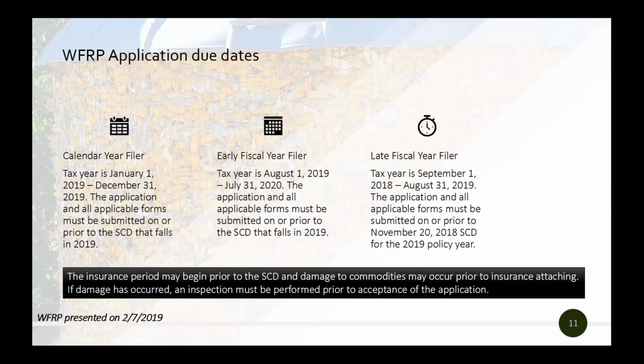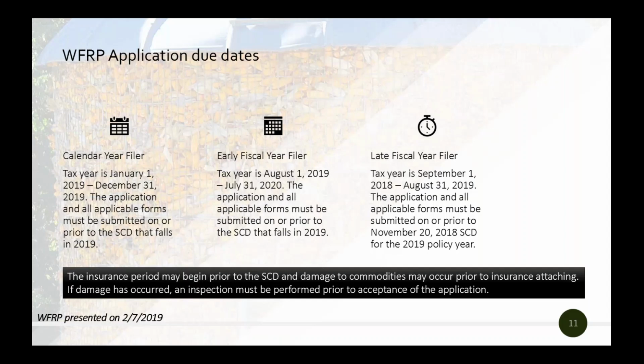The early fiscal year filer is where the tax year begins prior to August 1st. So say it's tax year August 1st to July 31st, the application and all applicable forms must be submitted on or prior to the sales closing date that falls in 2019. Again, that would be March 15th.